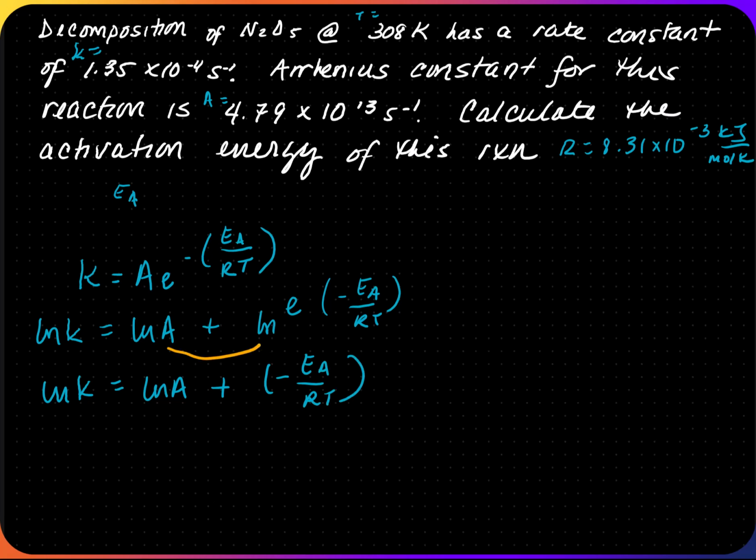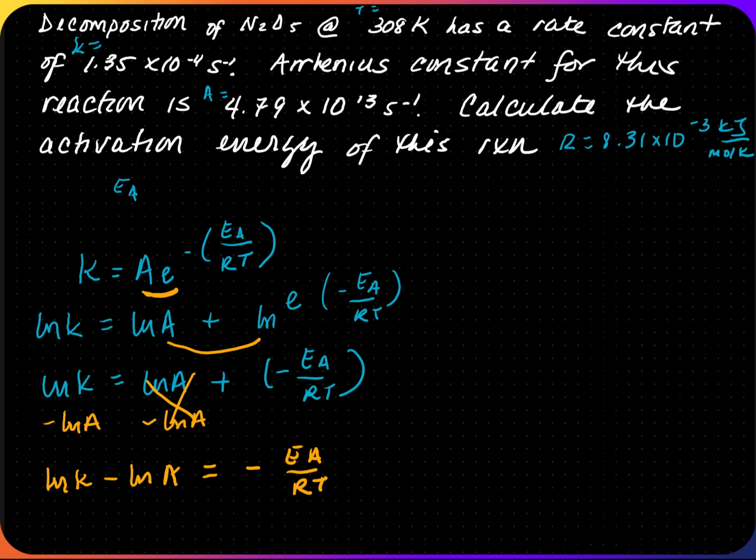I separated A and E. In natural logs, we expand multiplication out, and it becomes addition. If we have ln A times E, it is the same thing as ln A plus ln E. I need to isolate EA over RT, so I need to subtract ln A from both sides. Ln K minus ln A, the ln A cancels out, equals negative EA over RT.